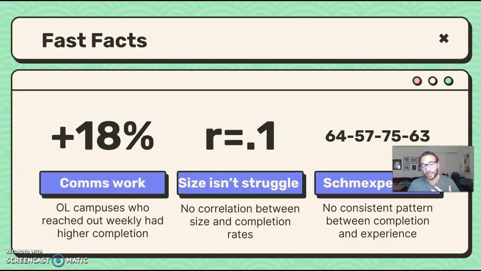The second thing here, and this really, really surprised me, is that there is basically no correlation between campus size and completion rates. I really actually expected bigger schools to struggle a lot more with getting their tests completed. And the reality is that just isn't the case. The R equals 0.1, for those of you who are math geeks, is more or less saying that this is just a cloud of data. How big you are doesn't impact your completion rates.